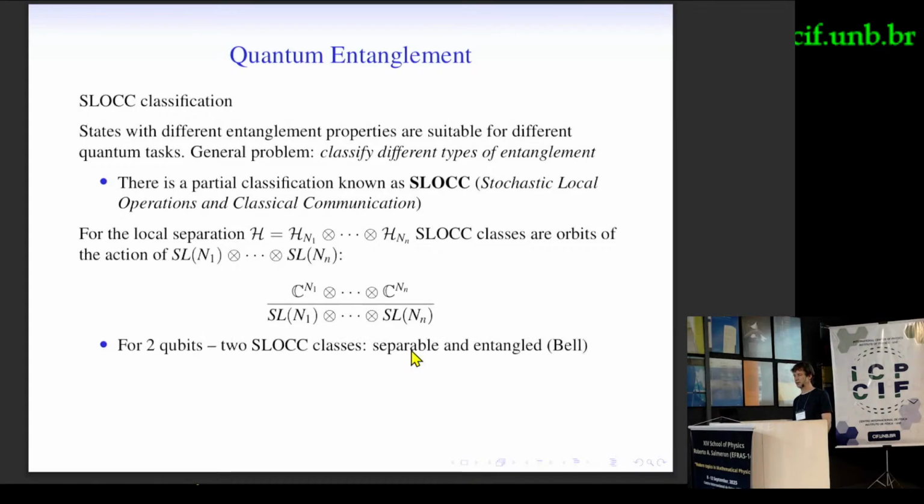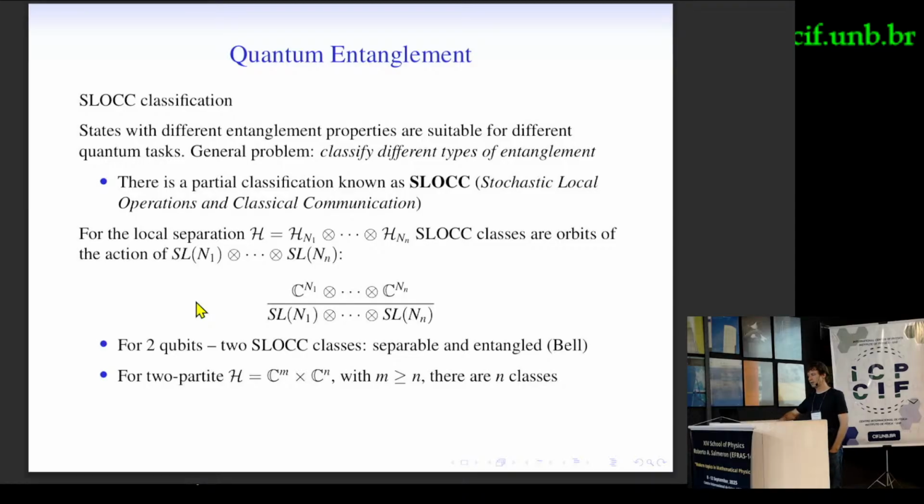So if you do this for 2 qubits, you'll find that this quotient actually is just a set of 2 points, and this corresponds to 2 classes. One is called separable, and the other one is called Bell class. Which basically tells you that for 2 qubits, they can be either in the separable state or in an entangled state.